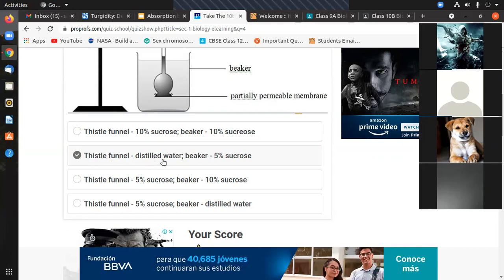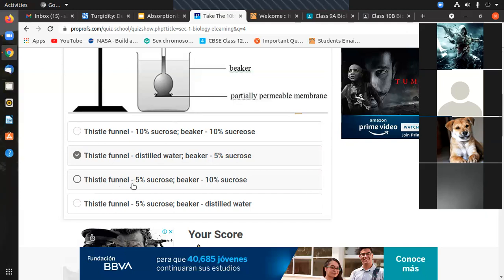Second option, the thistle funnel has distilled water, that is inside is distilled water and outside is 5% sucrose. Now this is a partially permeable membrane, that means it will not allow the solute movement, but it will only allow solvent movement. So the solvent is more dilute inside, that is distilled water, and 5% sucrose outside. That means water has to move from inside to outside by the process of osmosis. So the water level should decrease. So again, that is not a correct option, because here the questioner wants to ask why it is increasing. So the second option is not true.